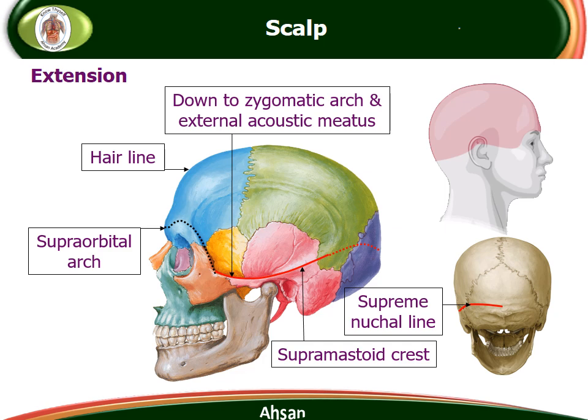And actually the part between the supraorbital arch and the hairline is identified as forehead. In some cases, the forehead is excluded from the scalp. In that case, I have drawn another red line to show the extension of the scalp.